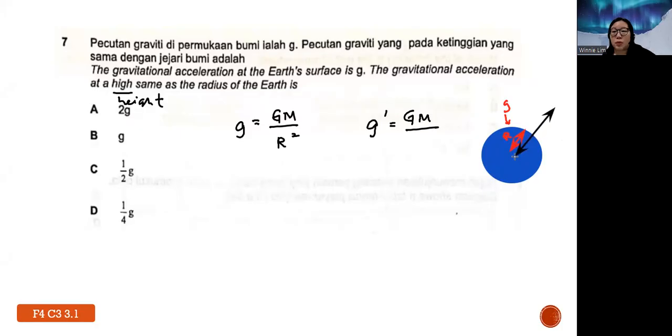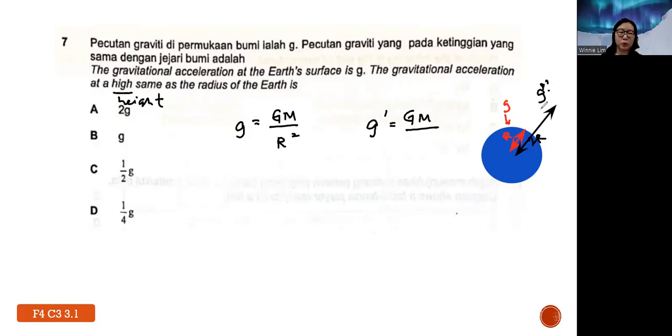So that means from here to here, you got 2r, right? So g is how much again? Now, for the general idea, you're supposed to know that when you're getting far, what happens to your strength, your acceleration? Should it be bigger or smaller? By right, smaller. So the possible answer is supposed to be C or D.